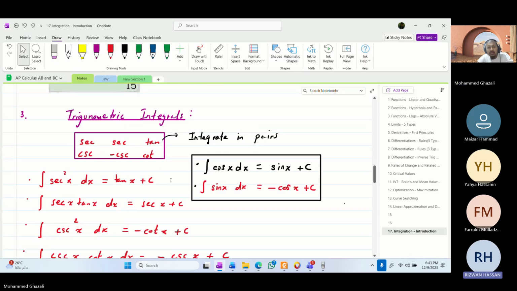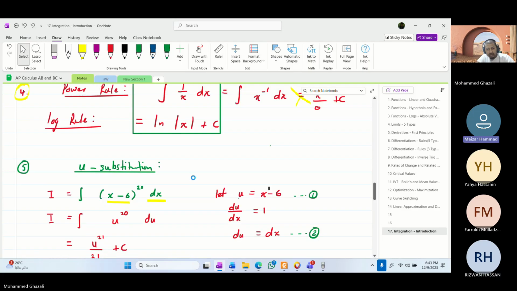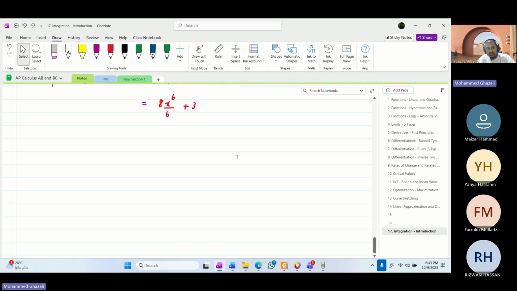We can move the negatives around, right? So this one is a pair. We integrated in pair, so it would be negative cot x. Good. That's negative cot x.